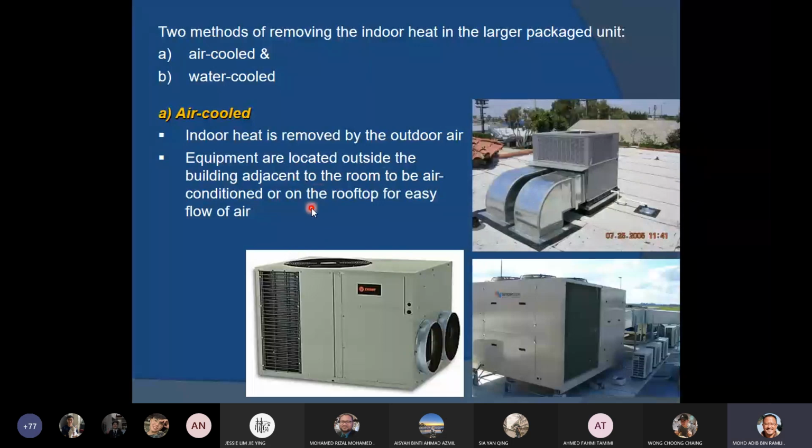So equipment are located outside the building, adjacent to the room to be air conditioned, or on the rooftop for easy flow of air. So what it means here is, the air is used to cool the condenser. Okay, so this is the condenser. And then the top part, as you can see from the diagram earlier, this is the condenser fan. So as the aircon is turned on, the condenser fan would actually suck in the air from the side. Okay, from this side, it gets into the package unit, and it actually passes through the condenser coil, right?